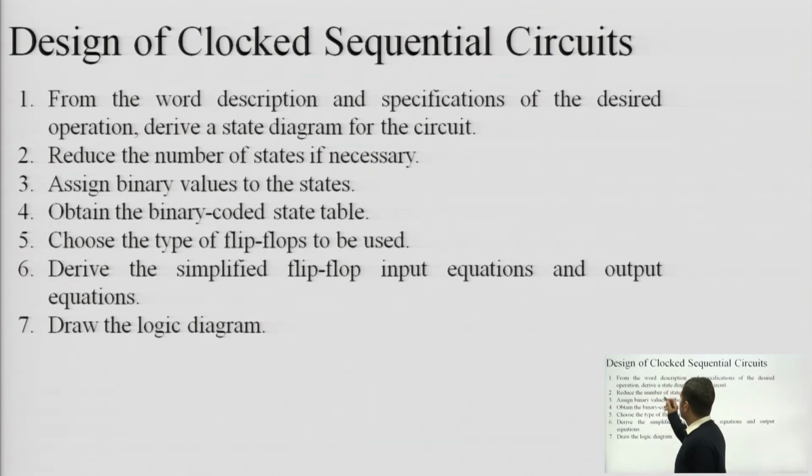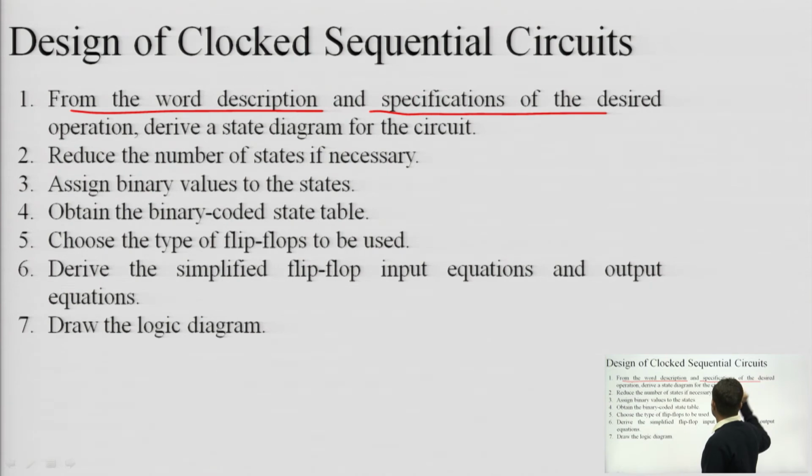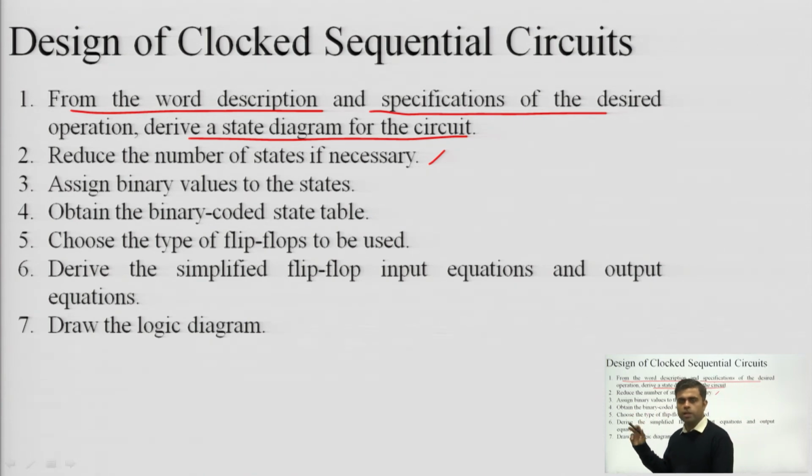Okay. So from the word description and the specifications of the desired operation, we have to derive the state diagram first. First of all, state diagram has to be derived from the description, not from the analysis but from the description. Then we will see if there is a requirement of state reduction. We can proceed further without checking this as well, but if the states are very many then we have to do this.